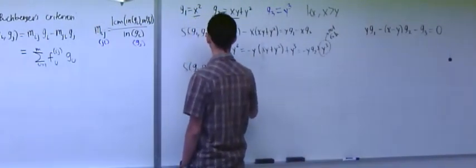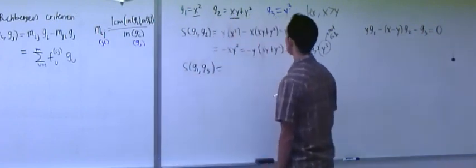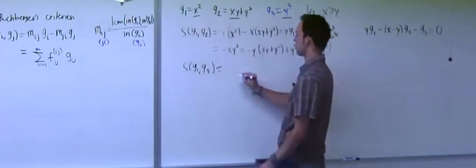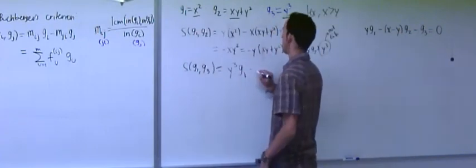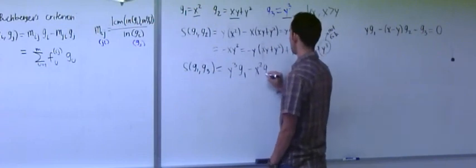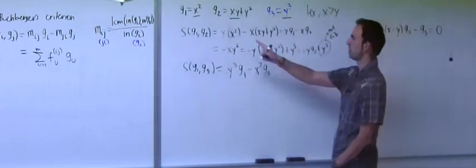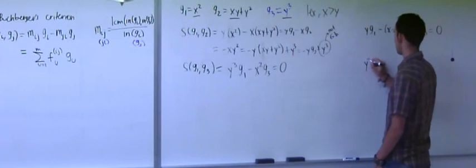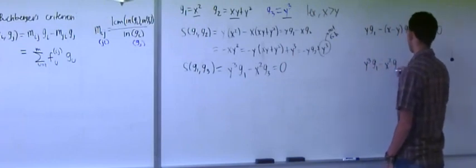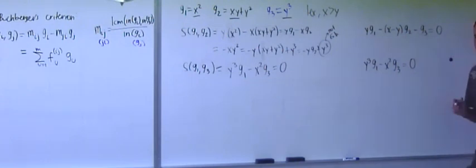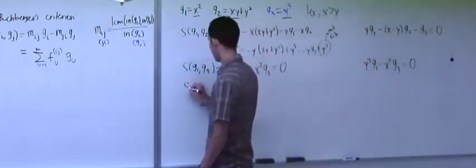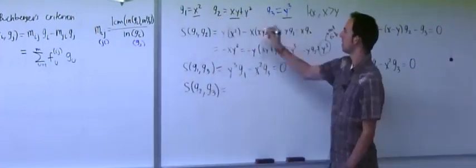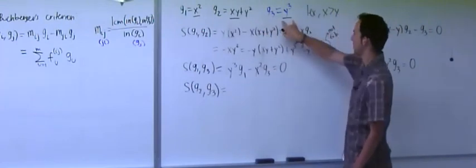So we do it for g1 and g3. So in this case, we just get what? Here the leading term is this guy, here it's this guy, so we get y cubed g1 minus x squared g3, and we actually get that equal to 0, right? So let me go over here and write this. y cubed g1 minus x squared g3 is equal to 0. So far it's looking good. This might be a Gröbner basis. I have to do it for g2 and g3, so now the least common multiple is xy cubed.